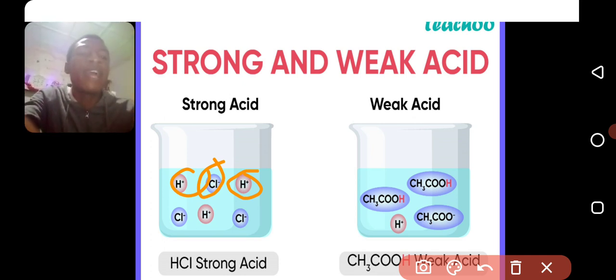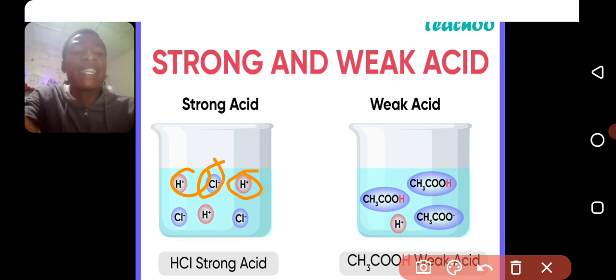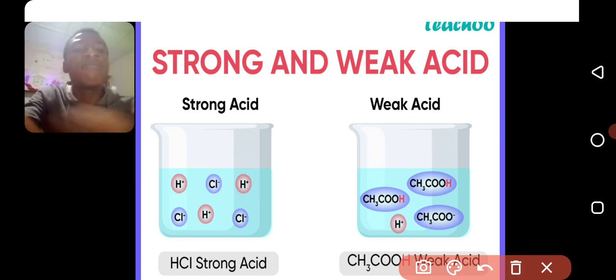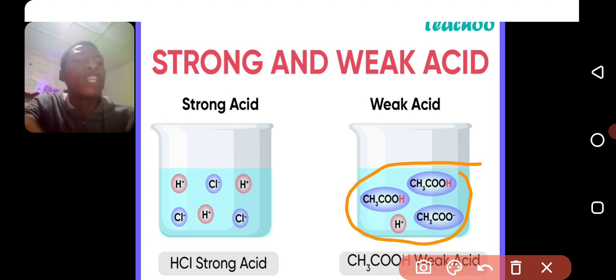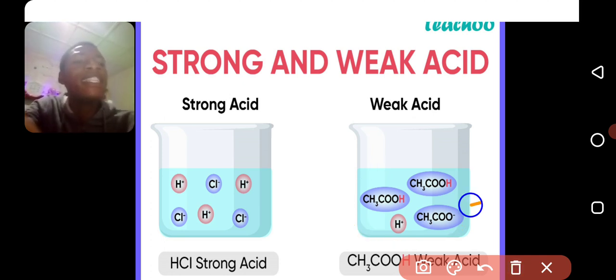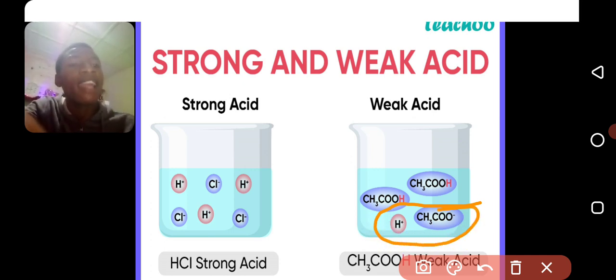No molecule is clustering together there. They are all dissociated. They are all ionized. But if you come to weak acid, this acetic acid, or if you like ethanoic acid, for example, you observe that only these ones dissociated, the rest glued together. So acetic acid is a weak acid.